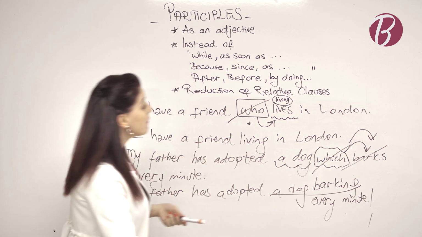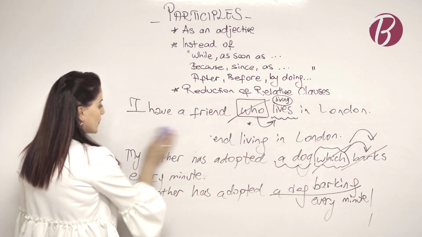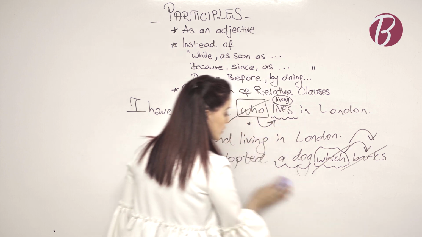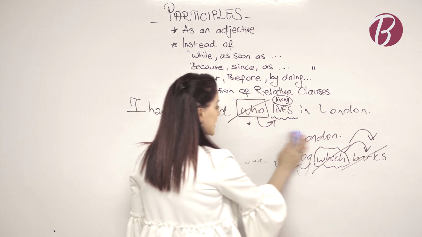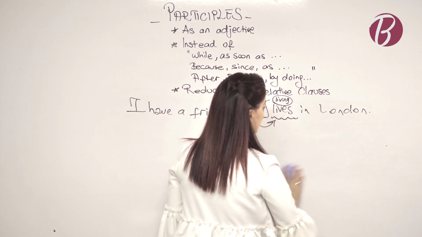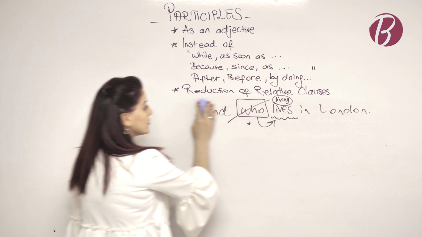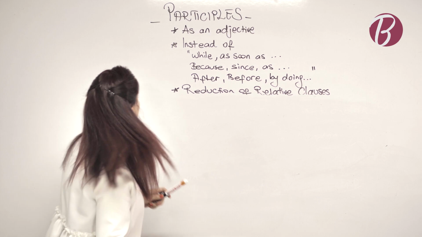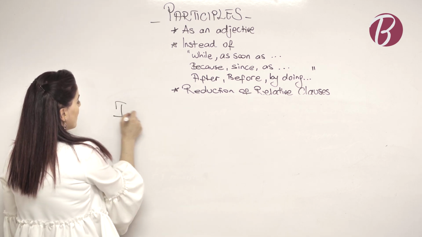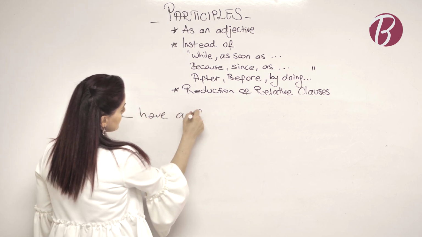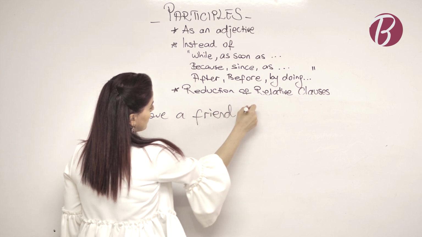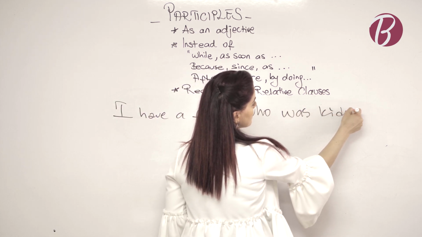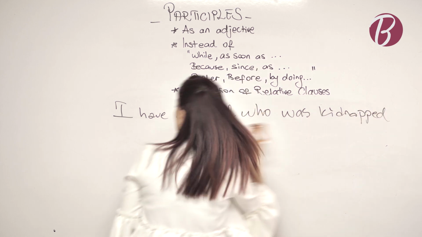But if our verb is in passive form after the pronoun, of course, now you can guess easily, I choose past participle. Let's see with an example. I have a friend who was kidnapped last month.